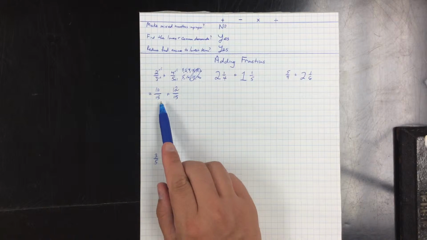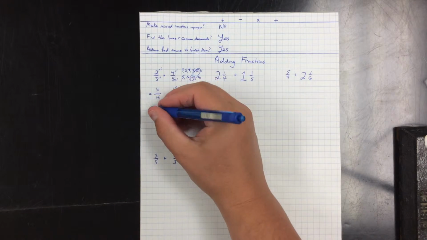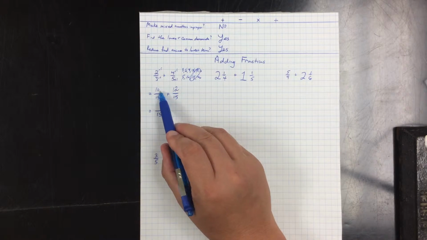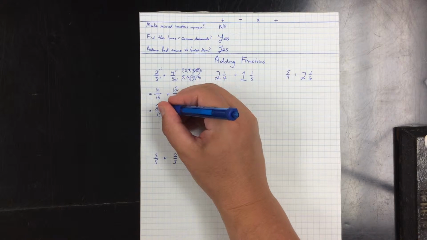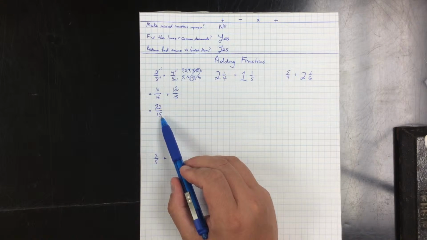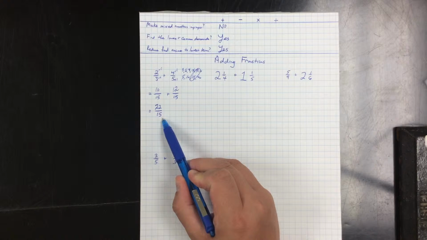Now I've divided the shapes into the same amount, into 15ths. And that's going to stay the same. I'm going to keep it as 15 and see how many I have in total. 10 plus 12 is 22. I have 22 of 15. Okay, almost there. I've combined them now, but it still is an improper fraction.